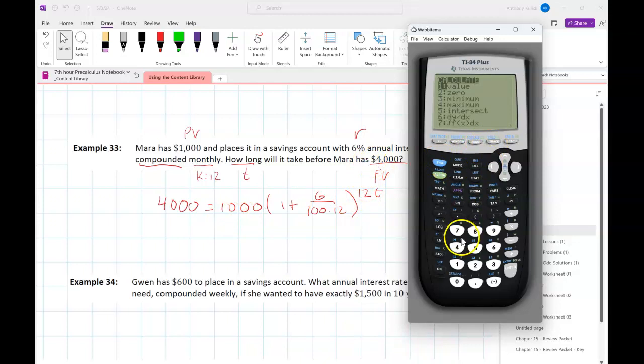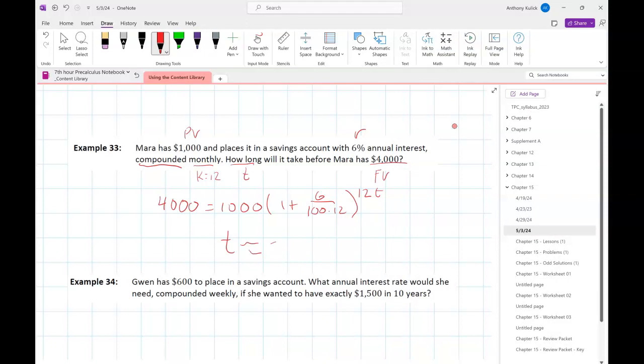So again, second trace, intersect command, enter, enter, enter. 23.2 years or so. Feel good there?